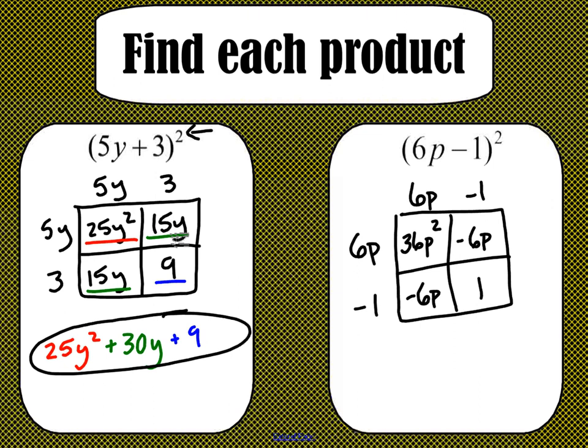So now I just combine my like terms. So I have 36p squared. I got negative 6p. I also have negative 6p. That's going to be negative 12p. And I have plus 1.